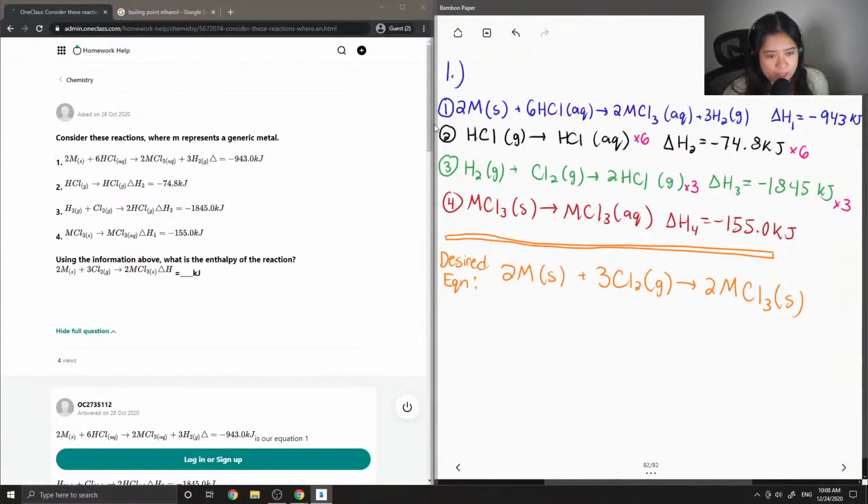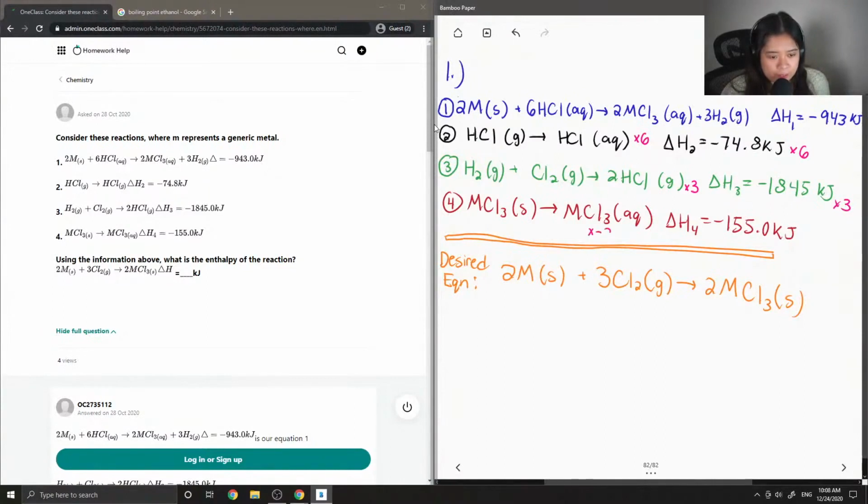And then if we look at our last equation, you'll see that MCl3 solid is on our reactant side, but in the desired equation, there are 2 moles of MCl3 solid on our product side. So not only do we have to multiply the last equation by 2, but we're also going to multiply it by a negative.